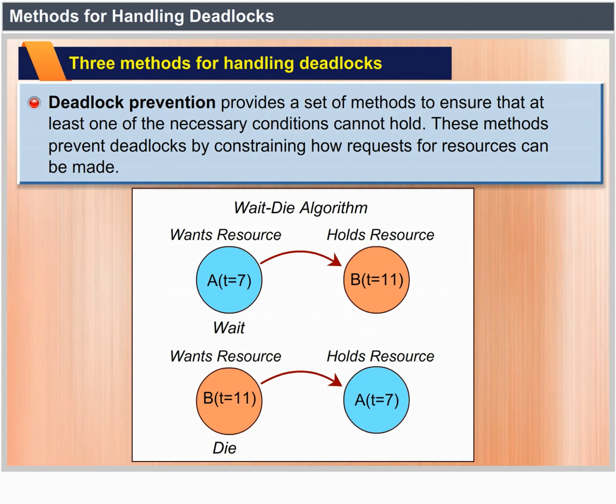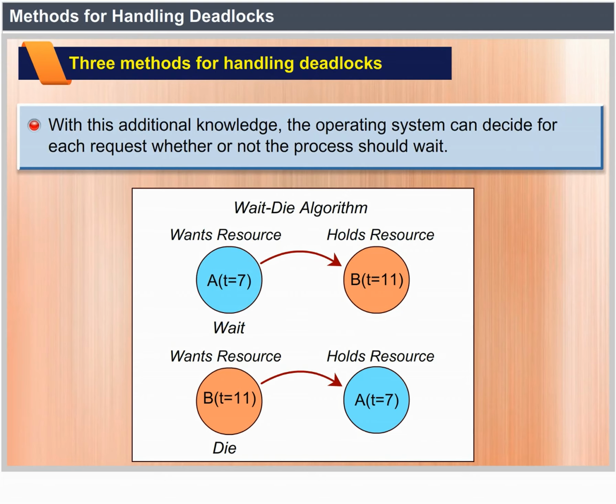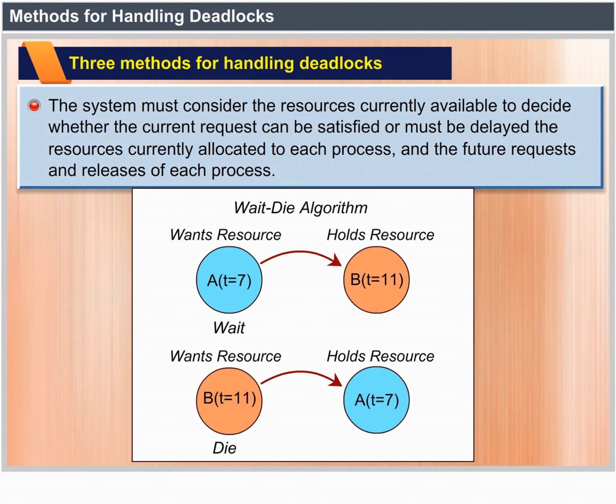Deadlock avoidance requires that the operating system be given additional information in advance concerning which resources a process will request and use during its lifetime. With this additional knowledge, the operating system can decide for each request whether or not the process should wait. To decide whether the current request can be satisfied or must be delayed, the system must consider the resources currently available, the resources currently allocated to each process, and the future requests and releases of each process.